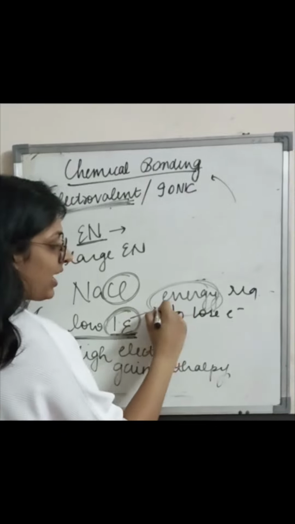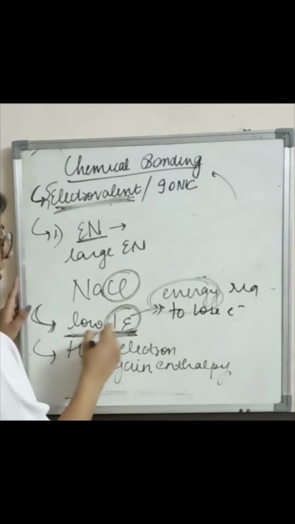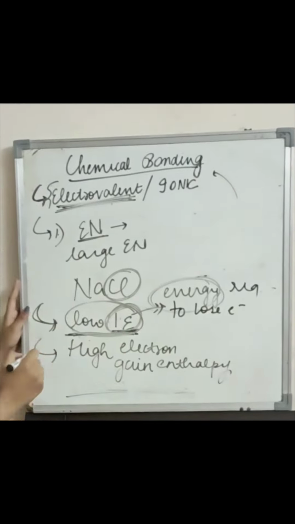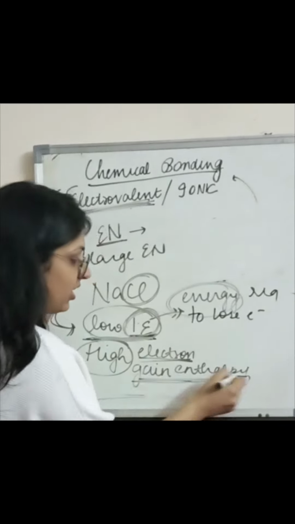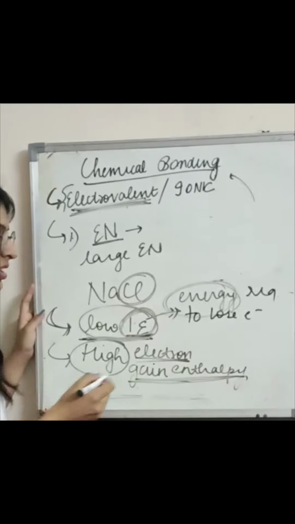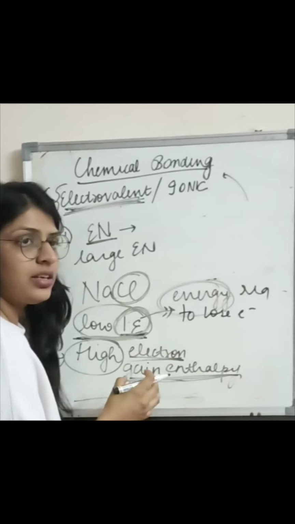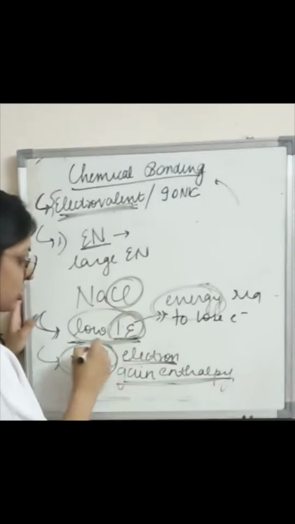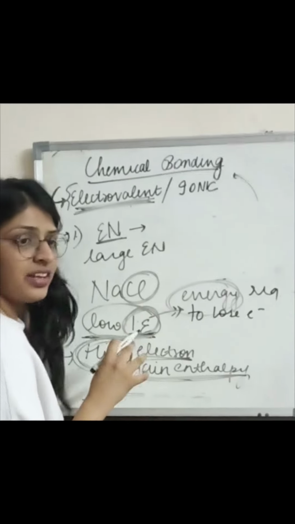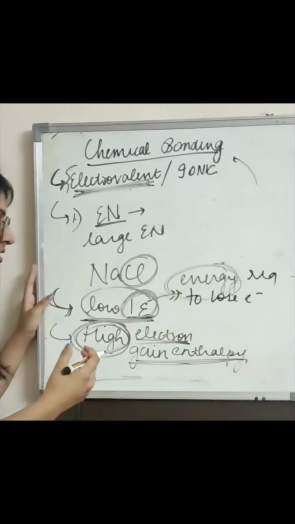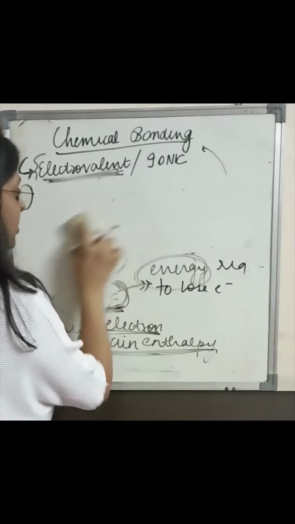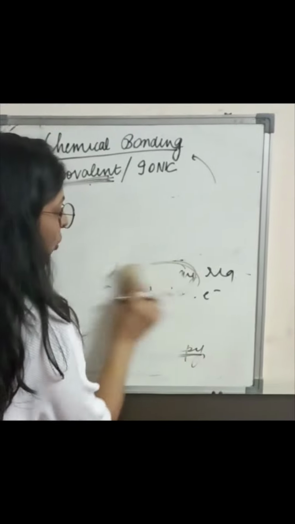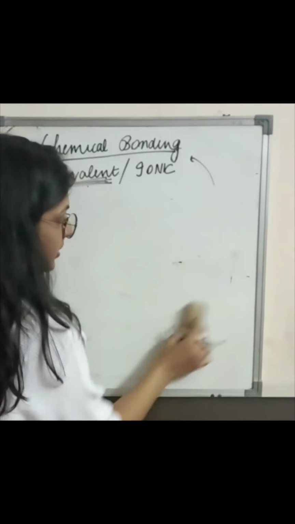the more easily the atom will lose its electron. So low ionization energy is preferred. Now the next point is high electron gain enthalpy. Electron gain enthalpy is the enthalpy change when an atom gains an electron. So it should be high for an atom to gain an electron easily. Now these were the conditions. We have seen the formation and the conditions. Now we will discuss the properties.